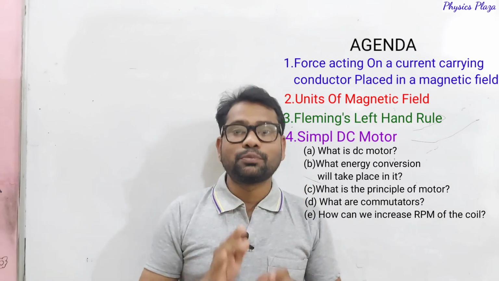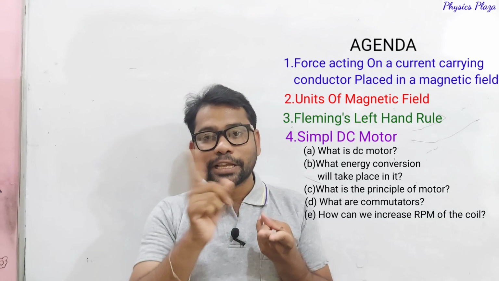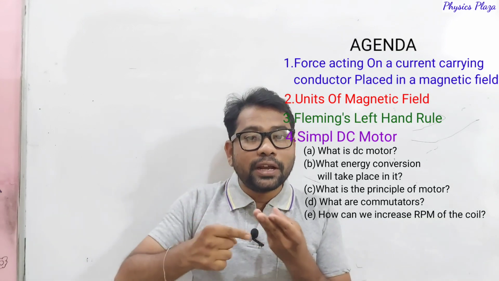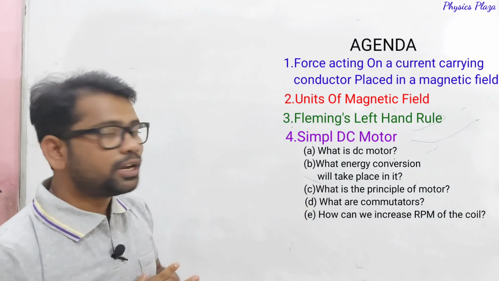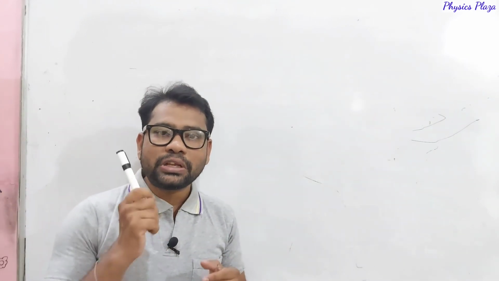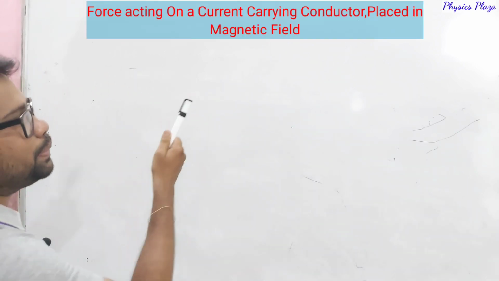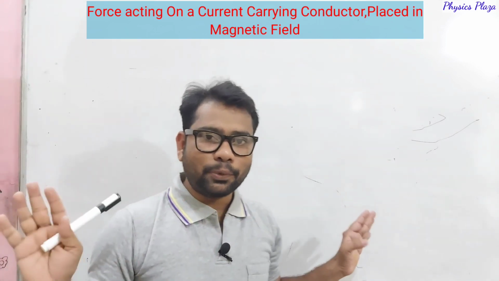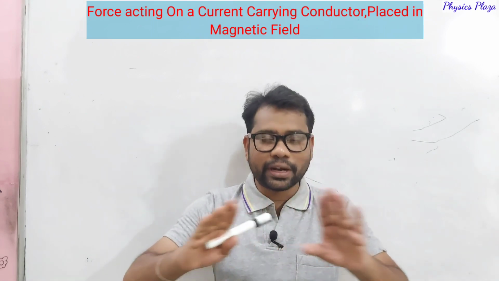Okay? So under electric motor: what is an electric motor? What energy conversion takes place? What is its principle? How can we increase the speed of rotation of the coil? These are the topics we are going to cover in today's class. So let us start today's first topic: force acting on a current carrying conductor when placed in a magnetic field. Children, first forget about what happens when a current carrying conductor is placed in a magnetic field. First you forget about it.